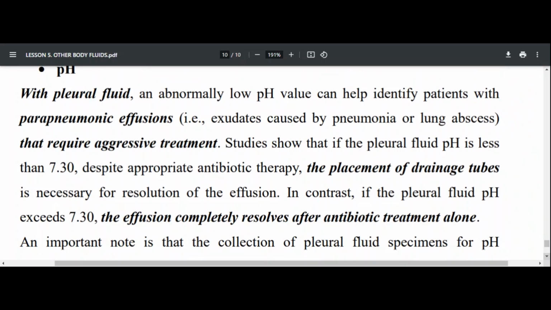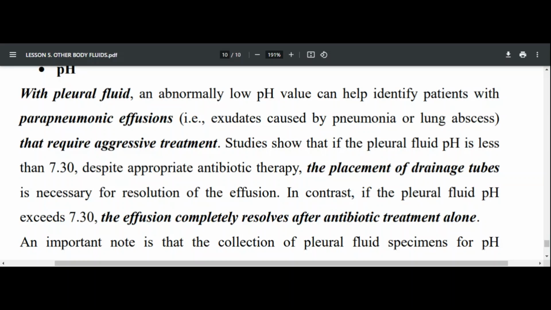So pH can also be useful. A pH less than 7.3, for example in pleural fluid, is a problem. With pleural fluid, an abnormally low pH value can help in identifying patients with parapneumonic effusion. Parapneumonic effusion is a very serious effusion, which is associated with lung abscess, and this requires very aggressive treatment. This is exudate in the lungs that is really associated with lung abscess.